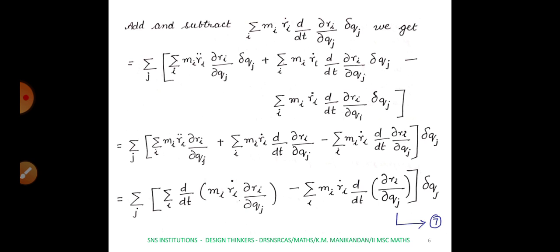In the three terms, delta qj is common. You take delta qj outside, and finally we get summation over j of summation over i of mi into ri double dot into dou ri by dou qj into delta qj. Delta qj we have taken outside, and from the second term the remaining terms are summation mi into ri dot into d by dt of dou ri by dou qj.